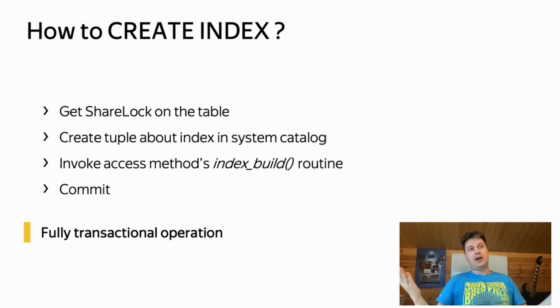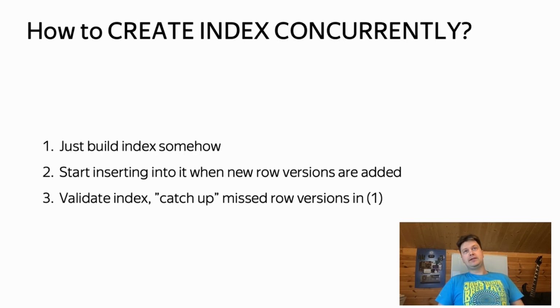And then we commit our transaction, and index creation with this level of lock is fully transactional. We can roll it back if, for some reason, we do not want to have this index in our database. But how do we create an index concurrently? This is essentially the same task, but what's different here?